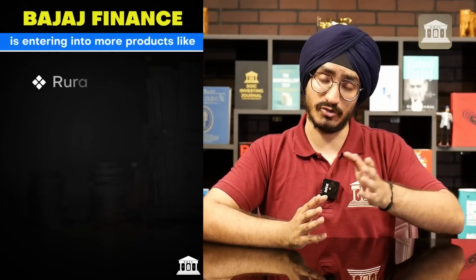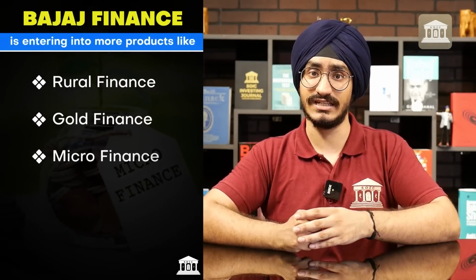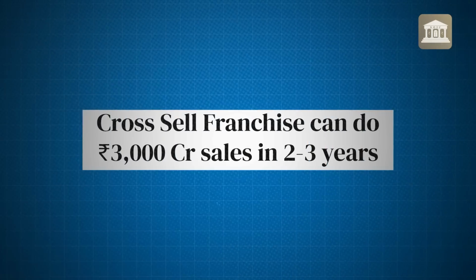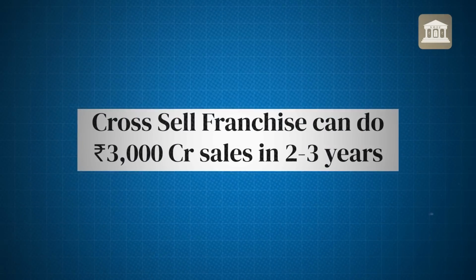Because over the years, if you see, Bajaj Finance ended up launching many more products. Recently, they've also entered rural financing. They're also going to enter gold finance. They're also going to enter microfinance. So they just didn't stop at personal loans or two-wheeler or three-wheeler loans. They ended up launching so many more products to cater to the customer needs and to cater to the retail needs. This is why their cross-selling franchise itself can do 3,000 crore of PAT some 3-4 years down the line. So this is how the business has a moat, and this is the competitive advantage of it.